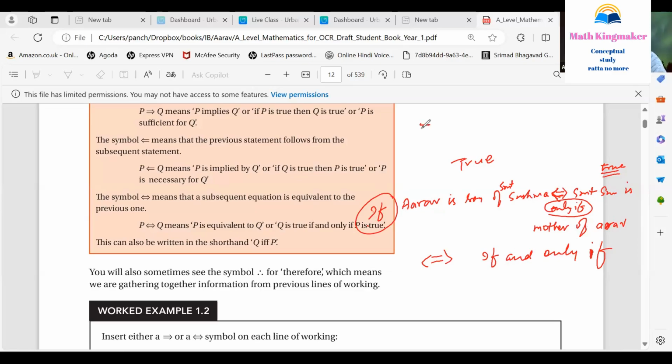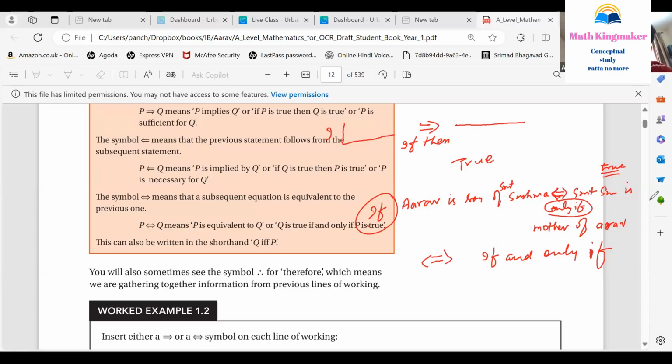And the backward means if this statement is true, then... so this symbol is known as "if then." So if Arav is brother of... do you have any siblings? No. Okay, so let us assume Arav is brother of some Divya. Then Divya is sister of Arav. But this cannot be if and only if.